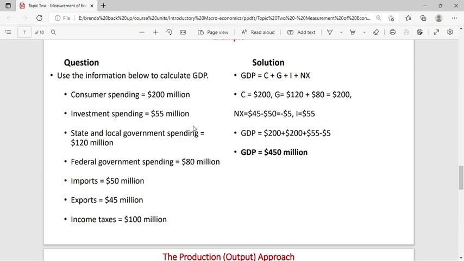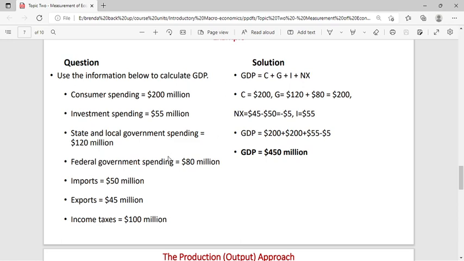So we start by summarizing. Consumer spending, how many do we have? I think it is reflected once, so that is $200 million. And then the government spending, we have the state and local government spending, but also the federal government spending. So we add these two, 120 plus 80 to give us the 200 that we see here. And then we have investment. Investment spending was $55 million, which is here.